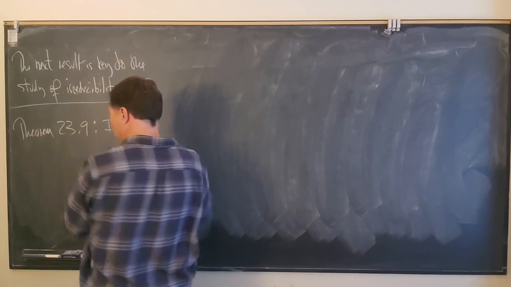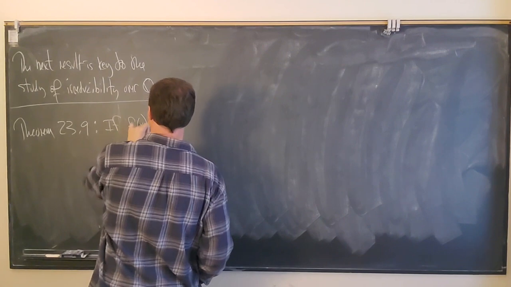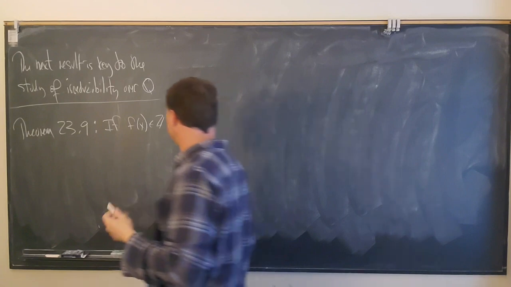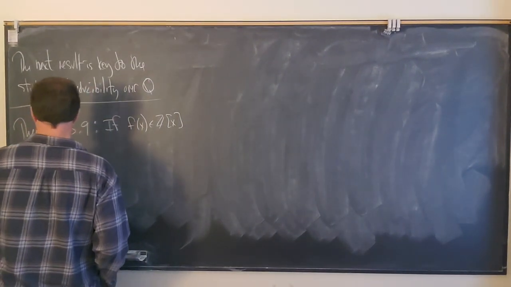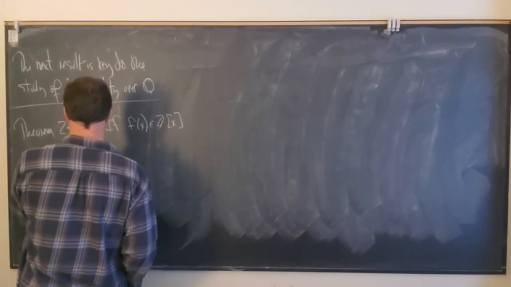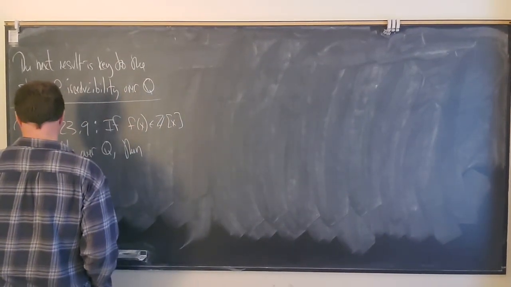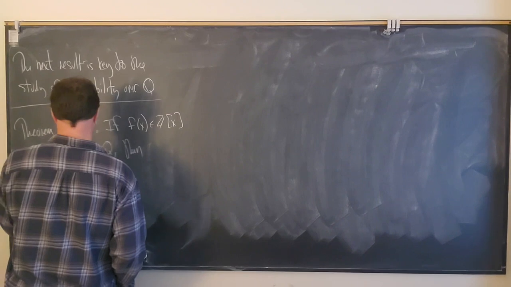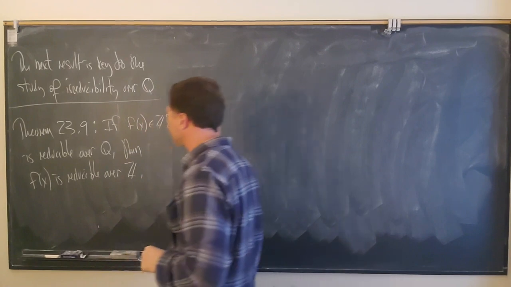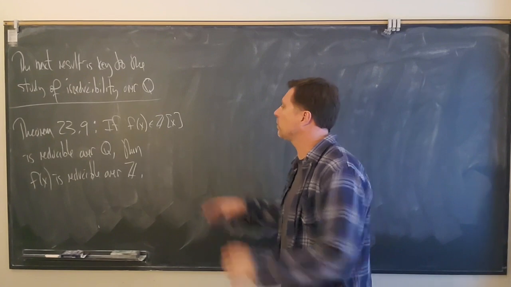So if the polynomial f of x in Z[x], so we have some polynomial with integer coefficients, if this polynomial is reducible over Q, then f of x is reducible over Z. This theorem, when you first look at it, you say, this seems impossible. Right? It's hard to believe.